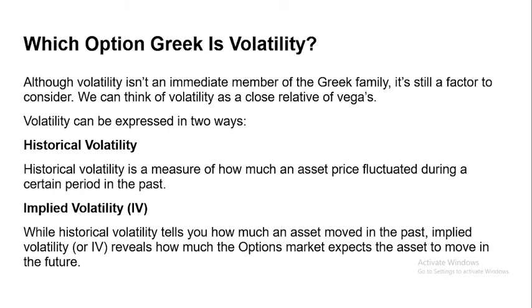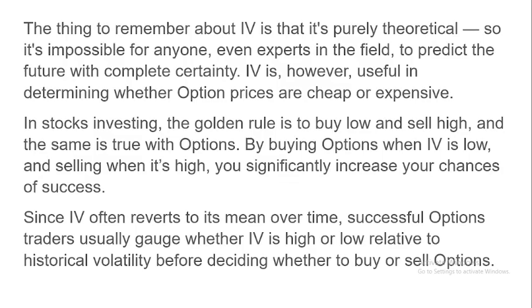So which option Greek is volatility? Although volatility isn't an immediate member of the Greek family, it's a factor to consider. You can think of volatility as a close relative of Vega. Volatility can be expressed in two ways. Historical volatility is a measure of how much an asset price fluctuated during a certain period in the past. Implied volatility: historical volatility tells you how much an asset moved in the past, while implied volatility reveals how much the option market expects the asset to move in the future.